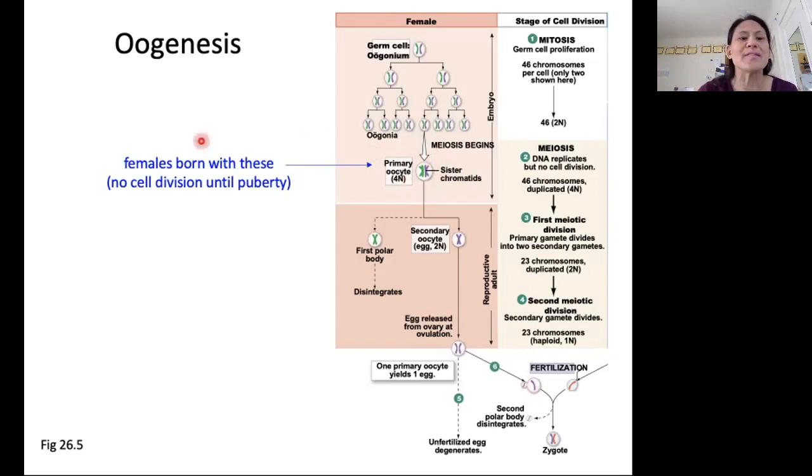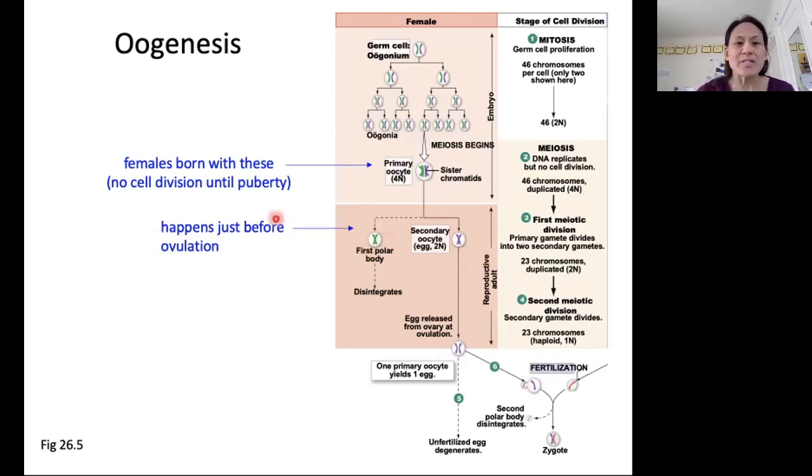So these are the ones that we're going to be born with. Okay. And no, we aren't going to form any more of these after we're born. Okay. Cell division is not going to happen until puberty, because that happens during the menstrual cycle.